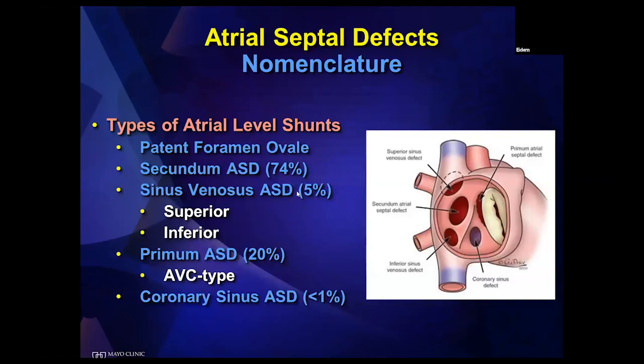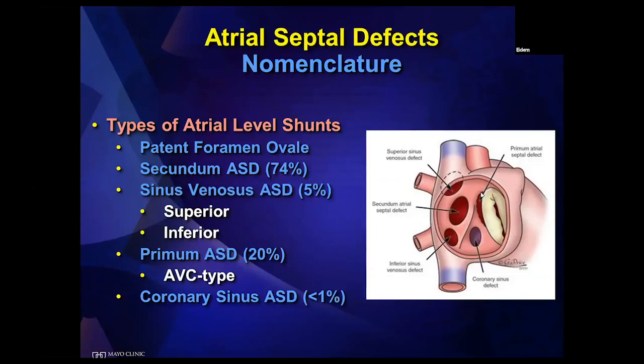So when we think about atrial septal defects, again, we can have a patent foramen ovale, but a true atrial septal defect is most commonly a secundum defect located in the central portion of the atrial septum, like in our example that we just saw. A sinus venosus ASD can be present either inferiorly down by the IVC or superiorly by the SVC. And then you can have what's called a primum ASD located down by the atrioventricular valves, which are located here.